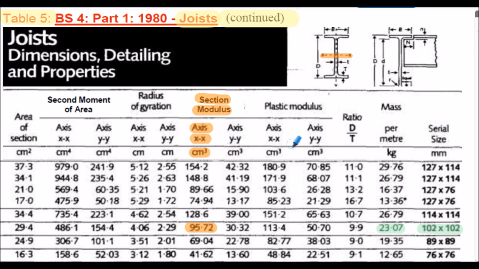We will also require the second moment of area, again about the XX axis. And from our table, reading the 102 by 102 serial size row, then the I value, the second moment of area, is 486.1, note the unit centimetres to the 4. So those are the section properties we'll require for this particular joist within our calculations. So we need to make a note of them.